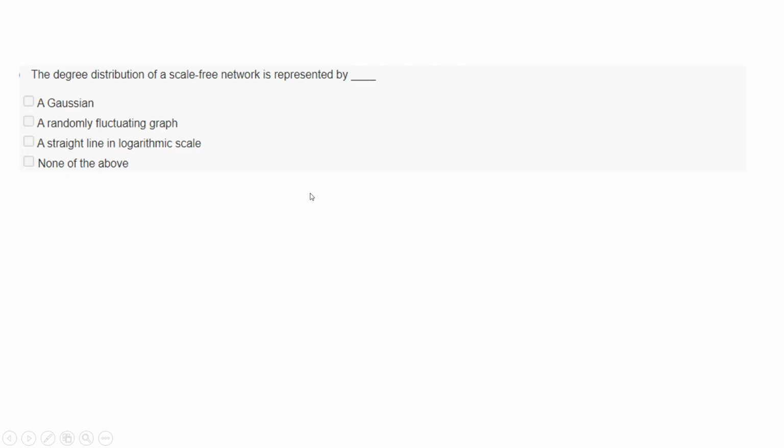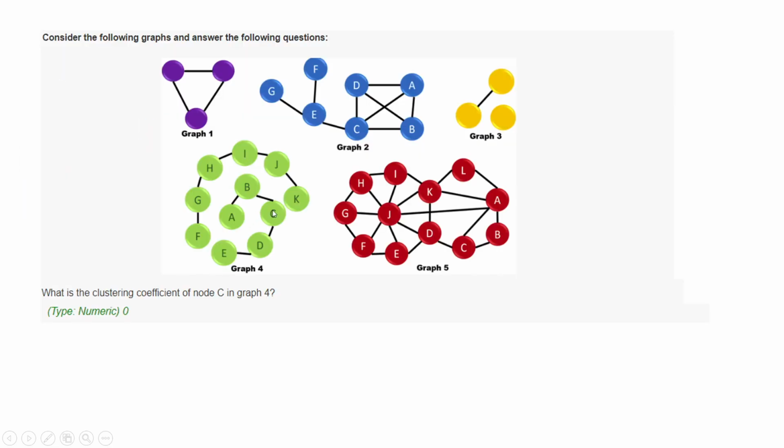Now, to calculate the clustering coefficient of C: C here is connected to B and D. B and D are not connected to each other. So there is no clique formation about the node C. So the clustering coefficient will be 0. Basically, if C is connected to B and D, B and D should be connected to each other to form a clique. It is not forming any clique, so the clustering coefficient will be 0, basically. Okay, moving on.